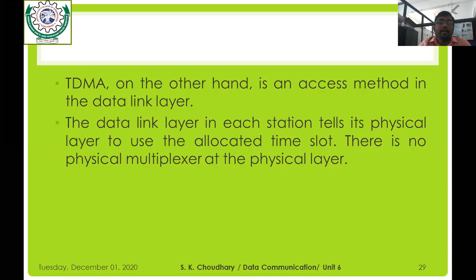TDMA uses the data link layer and TDM uses the physical layer. In TDM we have physical multiplexers, and no physical multiplexer is used in the TDMA technique.